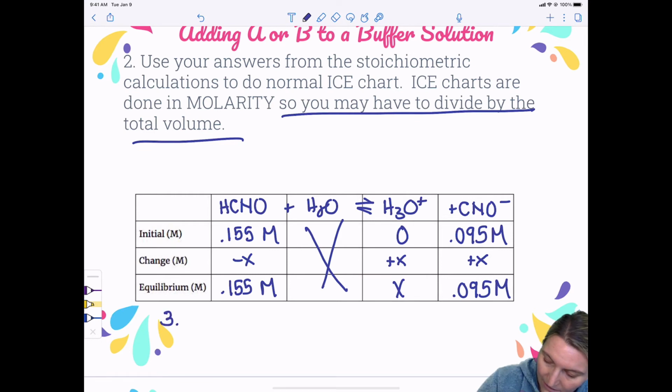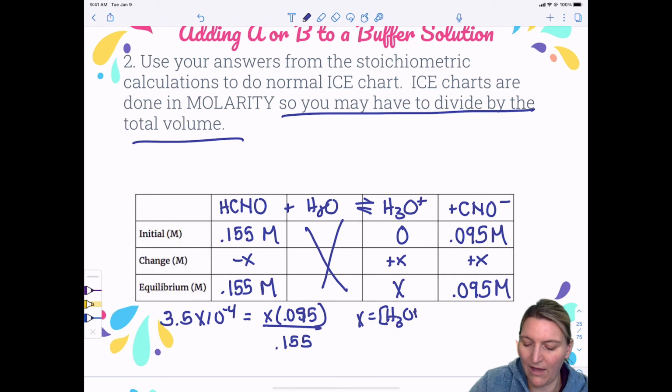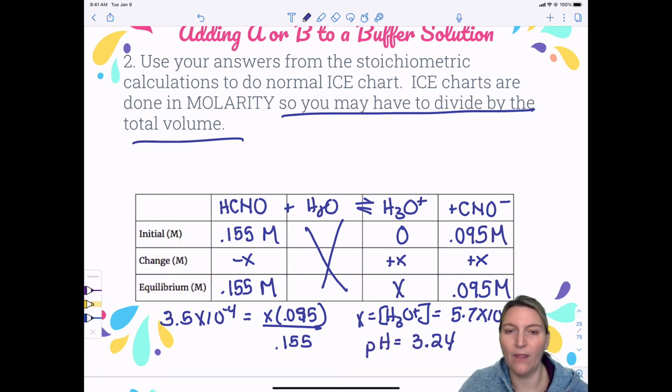The Ka is 3.5 times 10 to the negative 4. That equals X times 0.095 over 0.155. Solve for X, which is equal to the H3O plus, and that is 5.7 times 10 to the negative 4, so the pH of this solution is now 3.24.